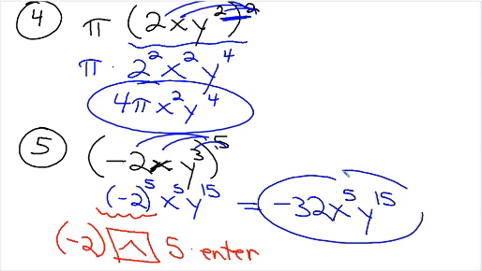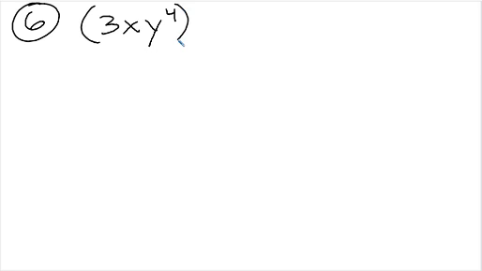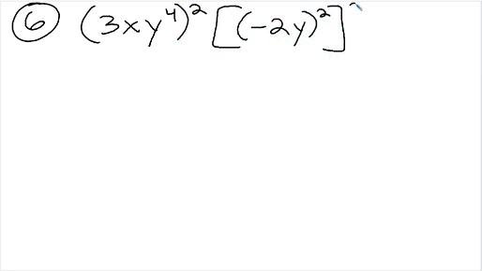And I want to do one more problem. I will help you out with the calculator in just a minute if you have any calculator issues. Let's do one more problem. This one is one of the uglier looking problems, and I want to do one of these so that you see it. 3x y to the 4th all to the 2nd times this thing in brackets, negative 2 y squared bracket cubed.